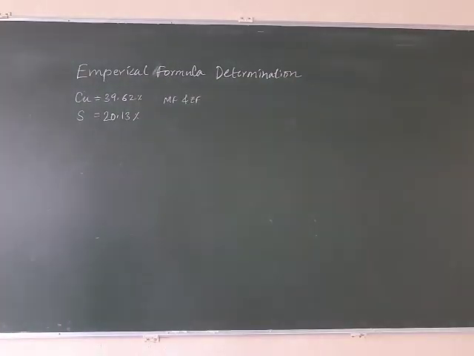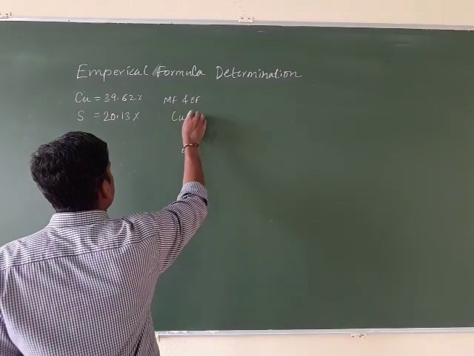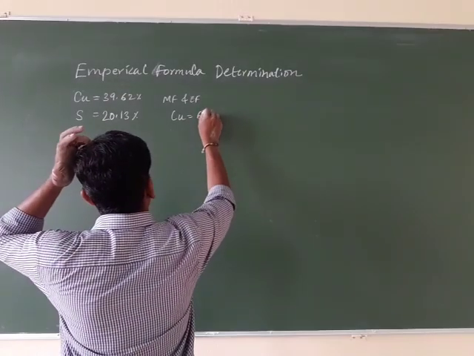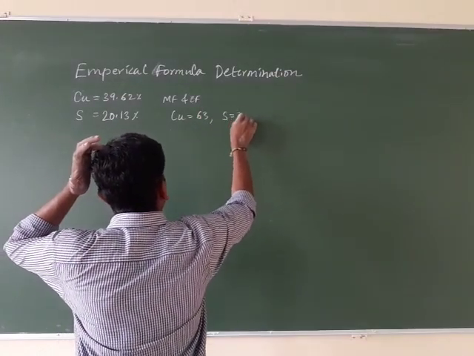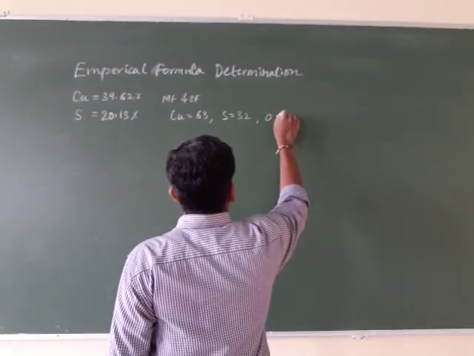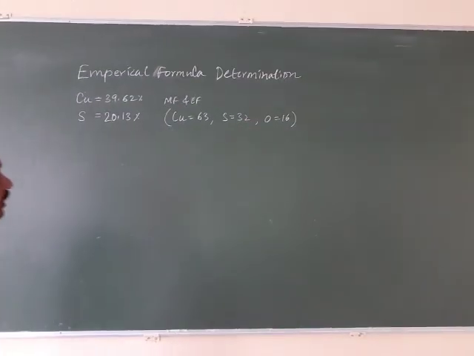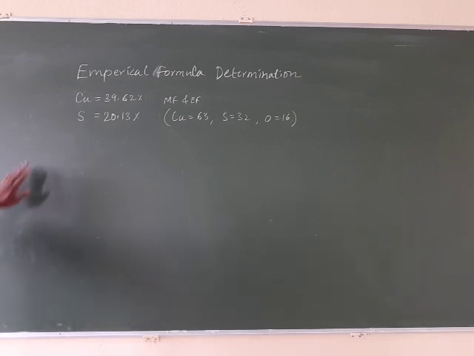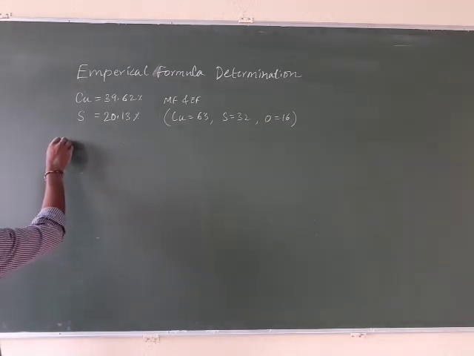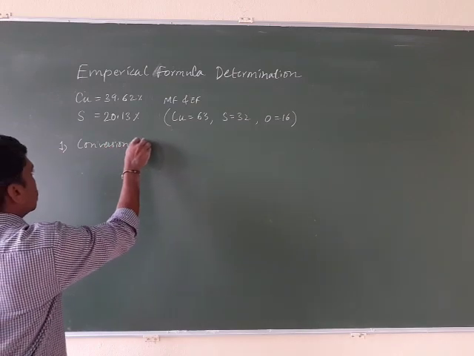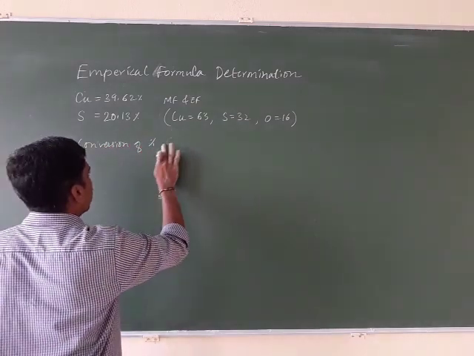For this compound, along with that, they have given that Cu is equal to 63, sulfur is equal to 32, and oxygen is equal to 16. Okay, so these things are given in the problem, and we want to calculate the empirical and molecular formula for the compound. So the first step is conversion of percentage to gram.